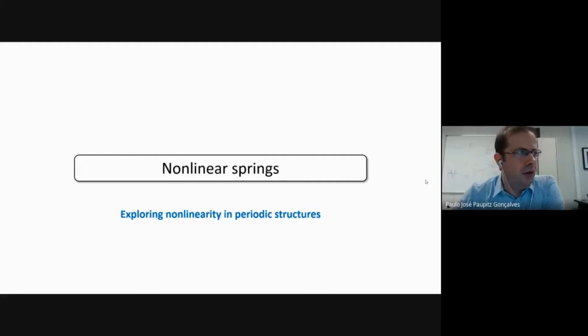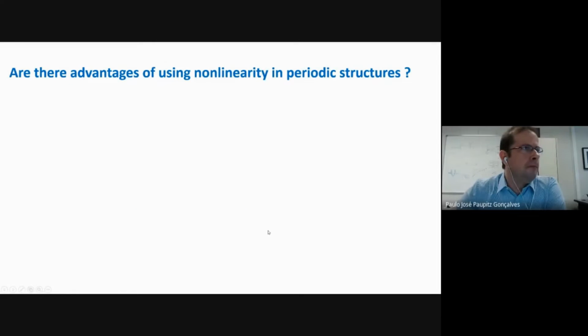So now this is a talk about the initial investigation on the use of nonlinearity to improve the behavior of periodic structures. So what I'm going to talk about first is we need to answer this question: do we have any advantage of using nonlinearity to improve this behavior?